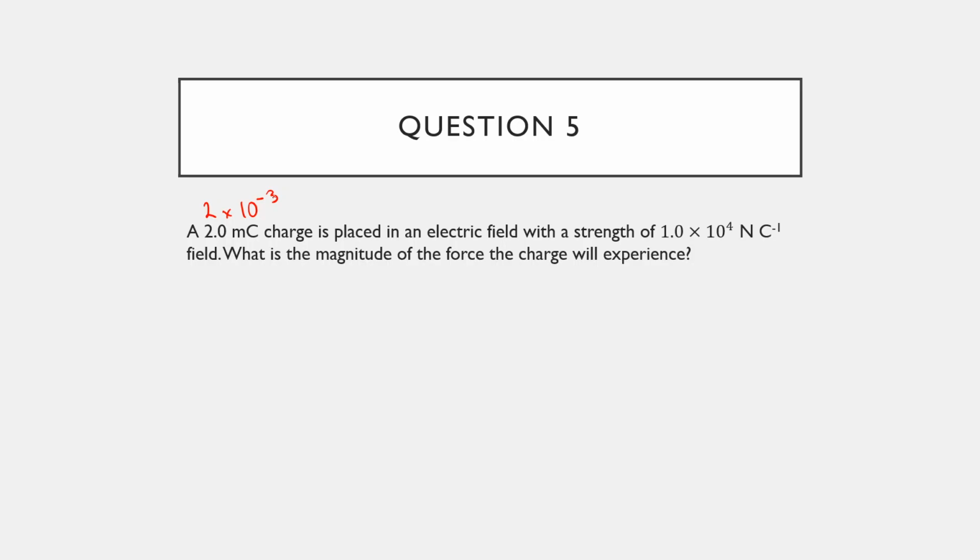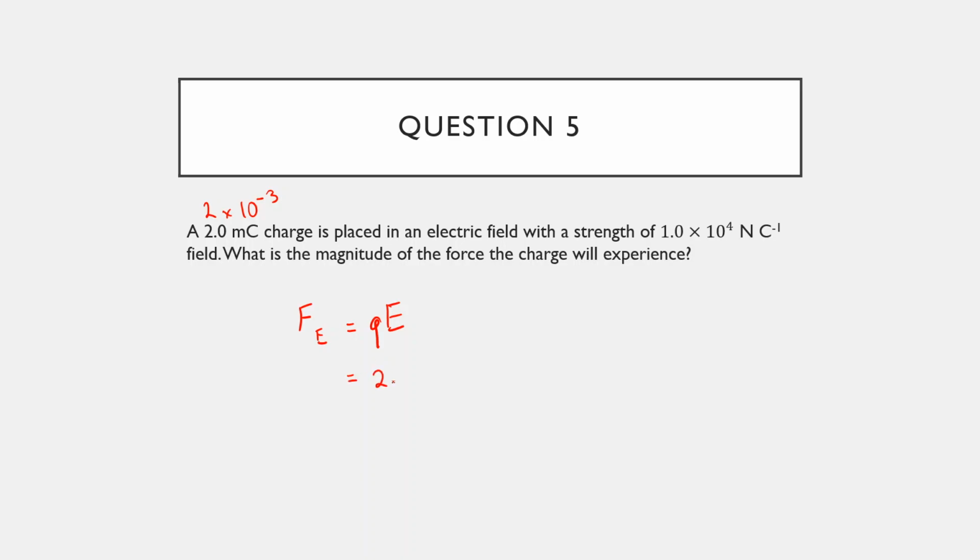A charge is placed in an electric field with strength of 1 times 10 to the 4 newtons per coulomb. What is the magnitude of the force this charge would experience? Well, you've just got to remember that electric force is equal to charge times electric field. If you place a charge in an electric field, the force that that charge would experience is just the product of those two values.